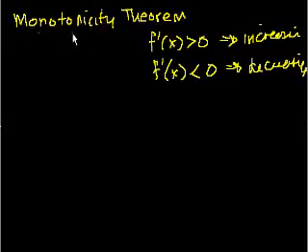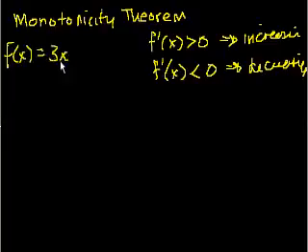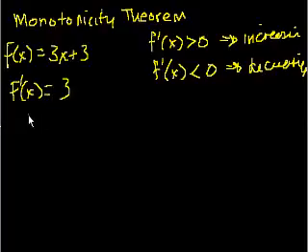So they want us to use this theorem to find where the given function is increasing and where it is decreasing. The first function they give is f of x is equal to 3x plus 3. Well, what's the derivative of this? F prime of x is equal to 3. For any value of x, this is positive, right? F prime of x is positive for all values of x. So using the monotonicity theorem, this is increasing for all values of x.